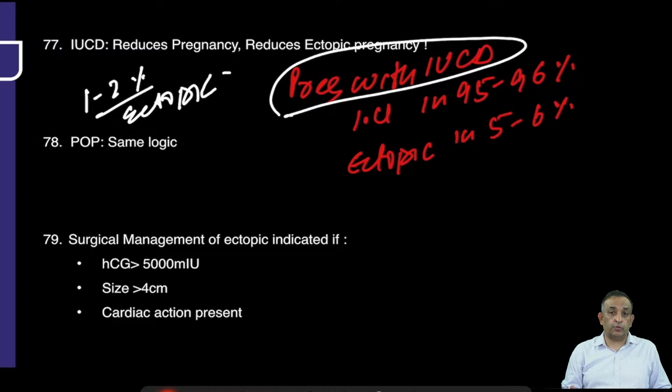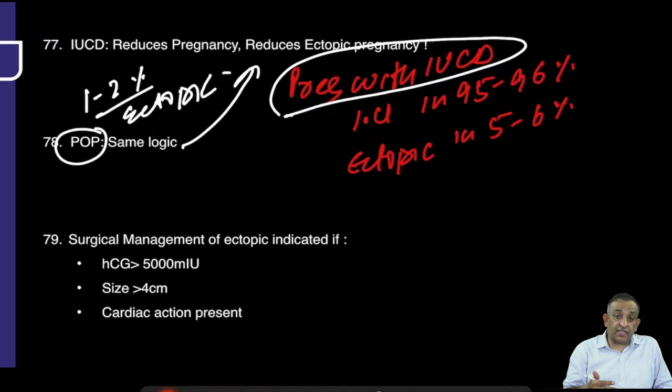Again, rewind and listen to this. I'm sure you'll understand. So, progesterone-only pills, same logic. It reduces pregnancy, so it actually reduces ectopic. But if at all she conceives with a progesterone-only pill, rule out an ectopic pregnancy. So I hope most of you got this.